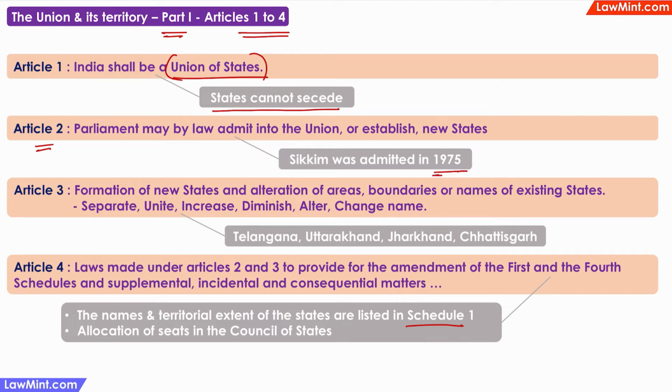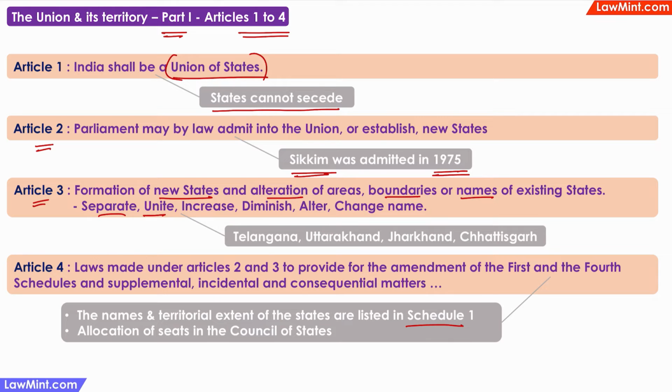This article was actually used in 1975 to admit Sikkim into the Indian Union. Before it became the 22nd state of India, Sikkim was an independent kingdom. Article 3 gives the power to the Parliament to form new states. With the due process, the Parliament can alter the areas, alter the boundaries, or alter the names of existing states, or separate them or unite them to form new states.